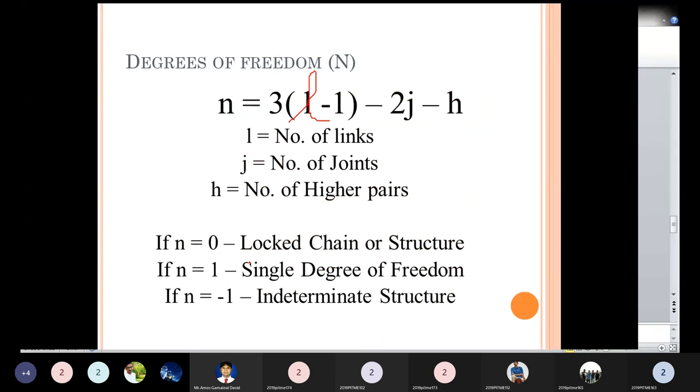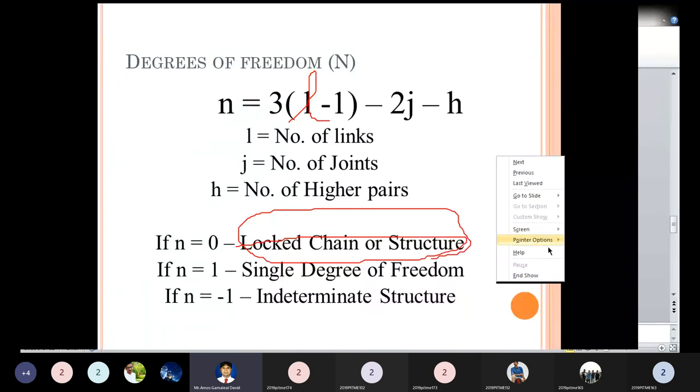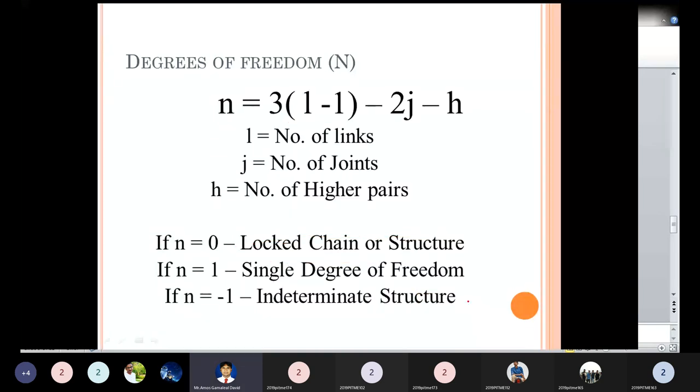What does it mean? N equal to 0 means a locked chain. A locked chain means it cannot move, basically. An indeterminate structure means you cannot say how it will move. That's what indeterminate structure means. You cannot assume or predict how it will move.